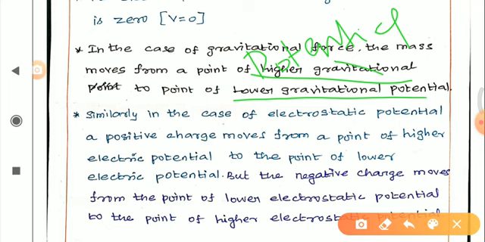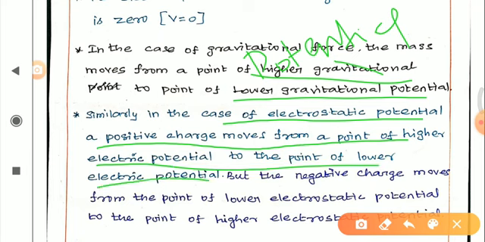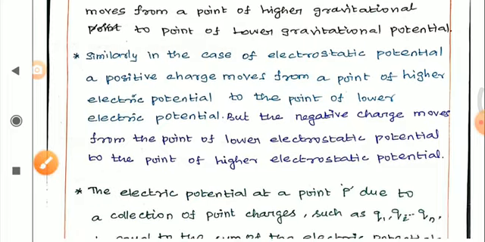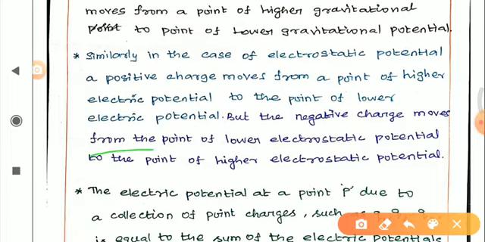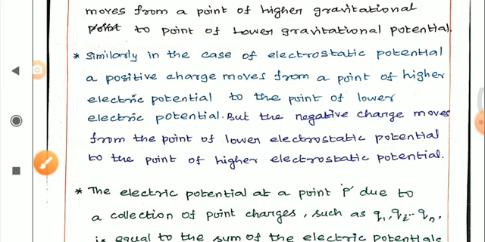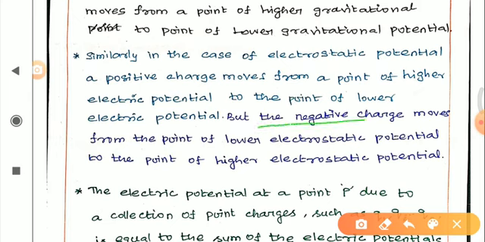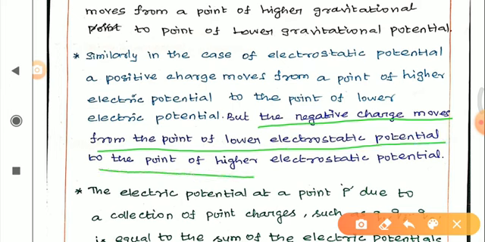Similarly, in the case of electrostatic potential, the positive charge moves from higher electrostatic potential to lower electrostatic potential. But for the negative charge, the charges move from lower electrostatic potential to higher electrostatic potential. Are you clear? These are the important points.